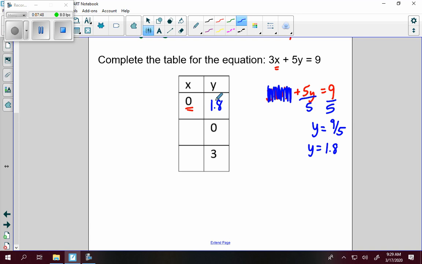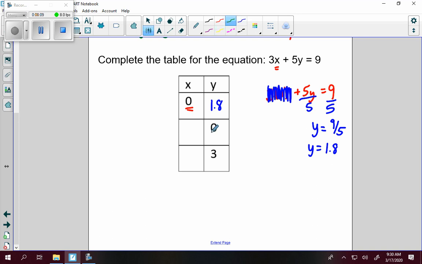So when x equals 0, y equals 1.8. And you're like, wait a minute, is that possible? Can y be a decimal? Absolutely. Not every single place on the graph will cross at an intersection of a whole number. So you can have a fraction or a decimal answer.